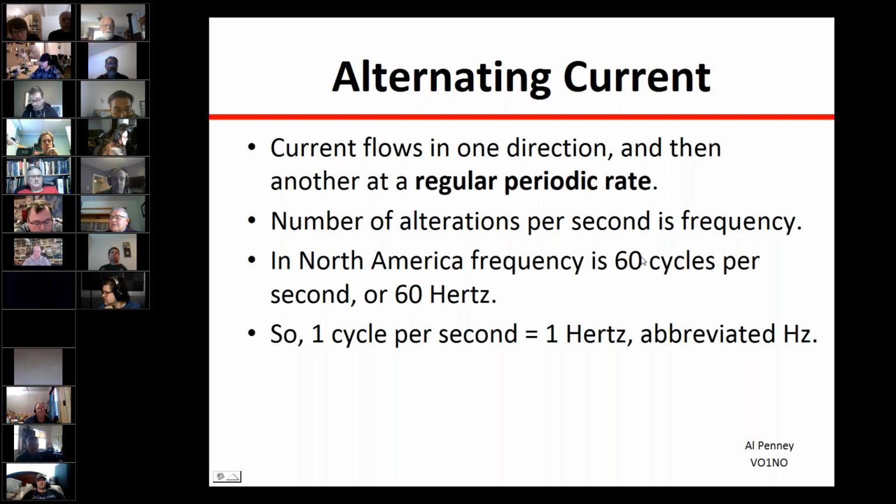In North America, we have what we call 60 cycles per second, or 60 hertz. So if you were to measure the voltage coming out of your wall socket, it's going to be alternating between positive and negative 60 times a second. And 1 cycle per second is called 1 hertz, named after Heinrich Hertz, the guy who discovered radio waves, and it's abbreviated Hz. So 60 hertz means 60 times per second it changes.